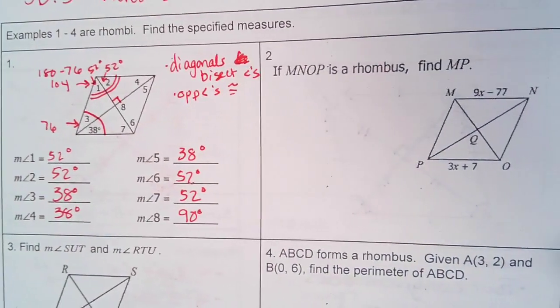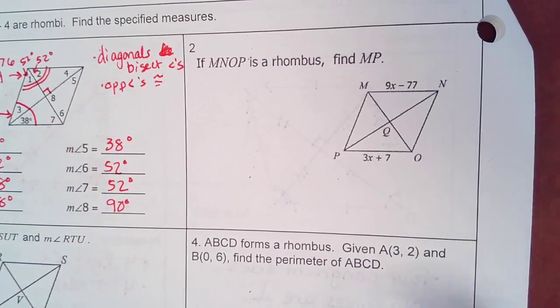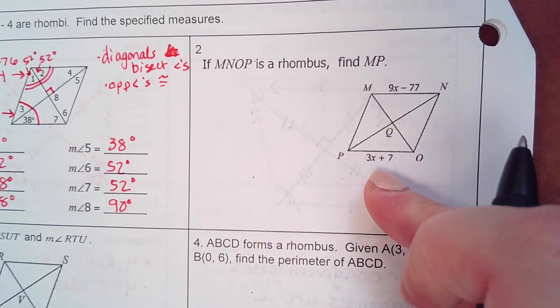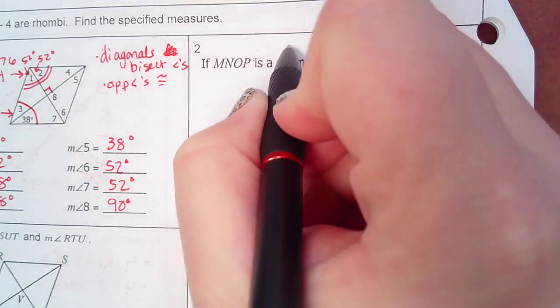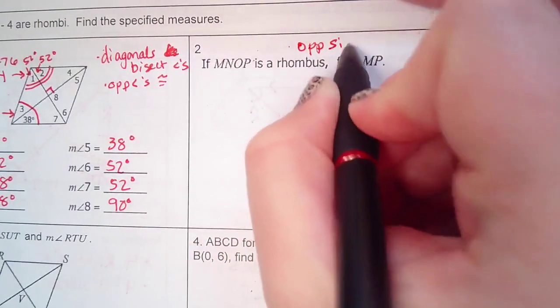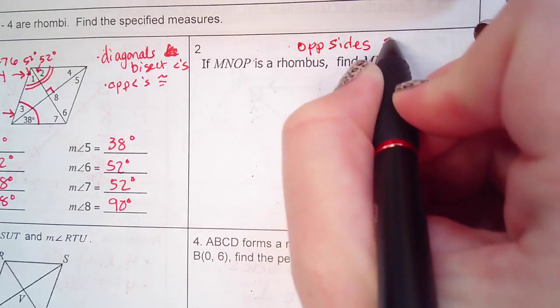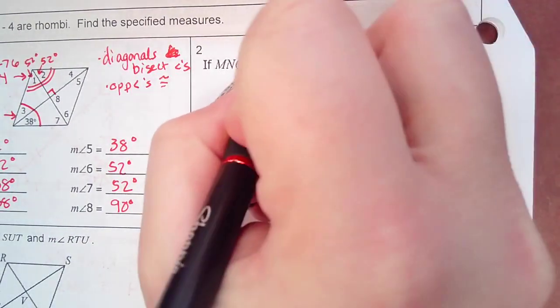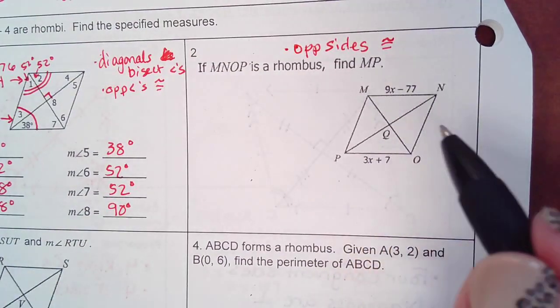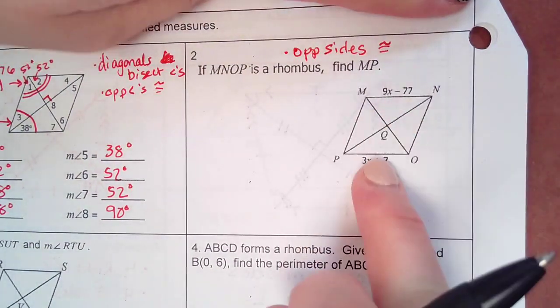Okay, number 2. If MNOP is a rhombus, find MP. So right here I have opposite sides of my rhombus. So I know that opposite sides are congruent. On your test, you have to list the property. I didn't give you a line for it, so we're just going to go ahead and list it here. So because the opposite sides are congruent, I'm going to go ahead and set these equal.